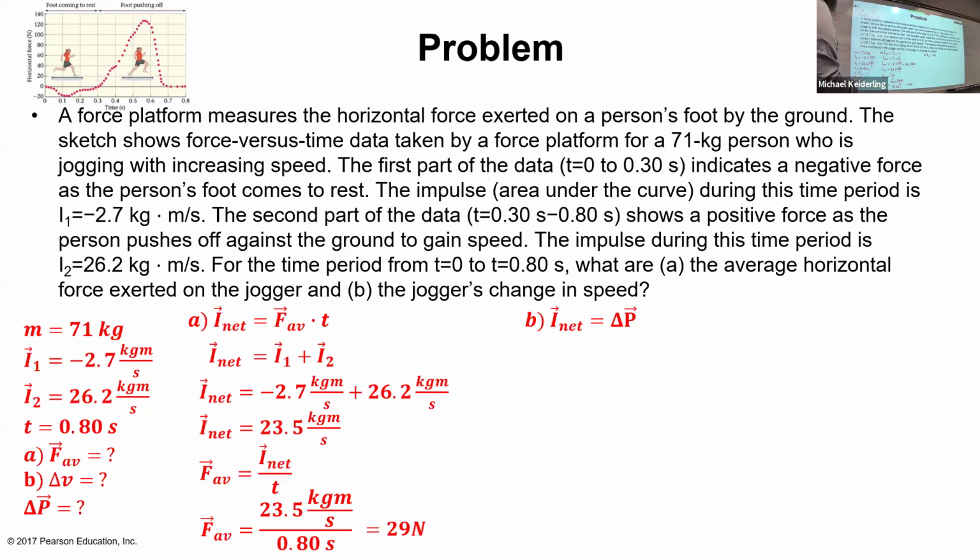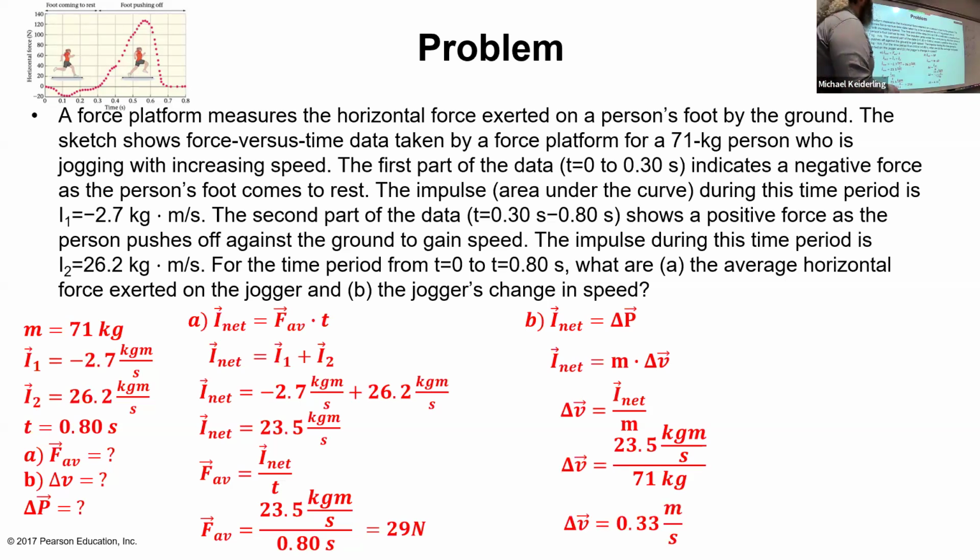The net impulse is also the change in momentum. The change in momentum is mass times the change in velocity. So the change in velocity will be the net impulse divided by the mass. So 23.5 kilogram meters per second divided by 71 kilograms, 0.33 meters per second. That'll be the change in velocity.